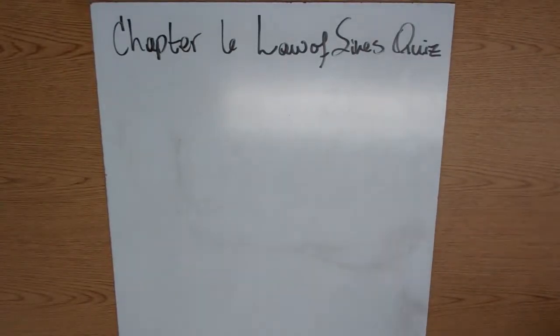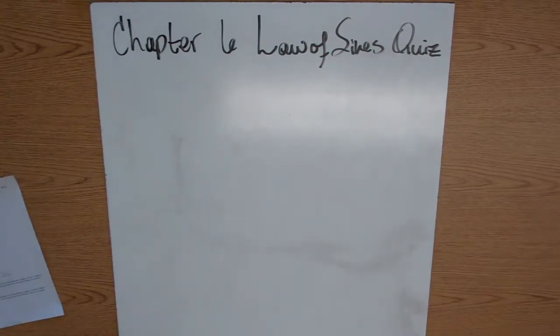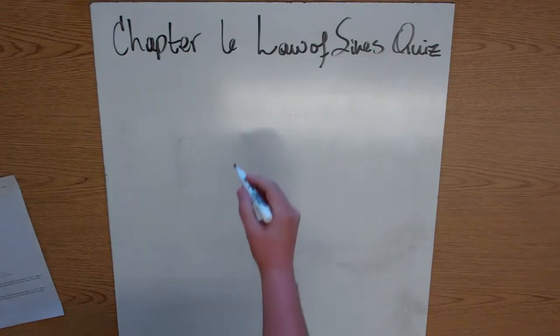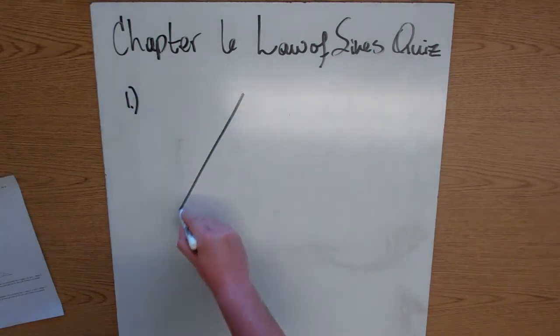All right, so this is your Chapter 6, Law of Sines quiz review. Number one, and you got your paper there. Number one says, for the following triangle, find the indicated side length.